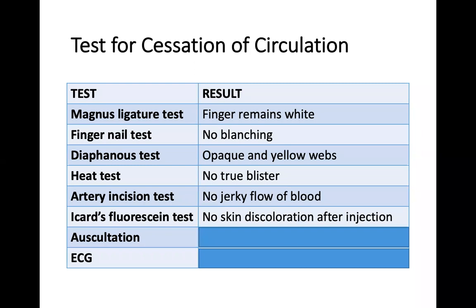Next is your ICARD fluorescein test. Anong ginagawa dito sa ICARD fluorescein test? Of course, we inject fluorescein dyes. Kung gumagana yung circulation natin, kung buhay pa, of course, nadadala sa circulation ang dye natin. So, nako-color ang areas kung saan nag-flow yung blood. So, pag walang blood flow, of course, no discoloration after injection.